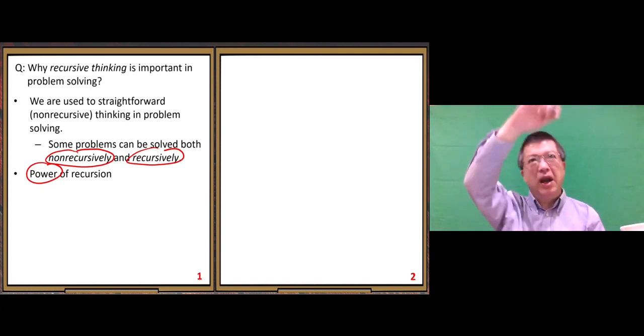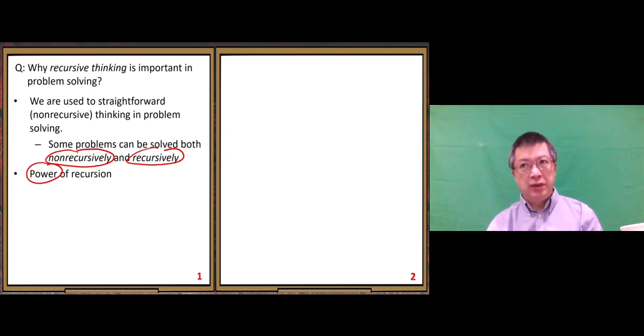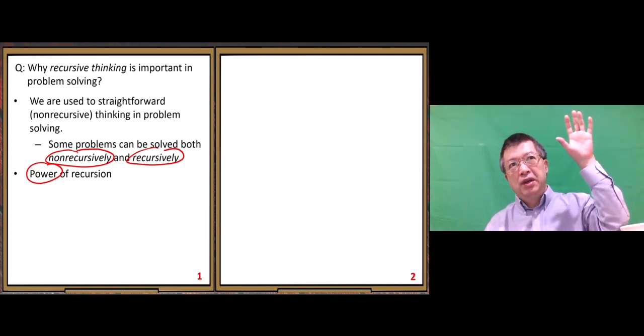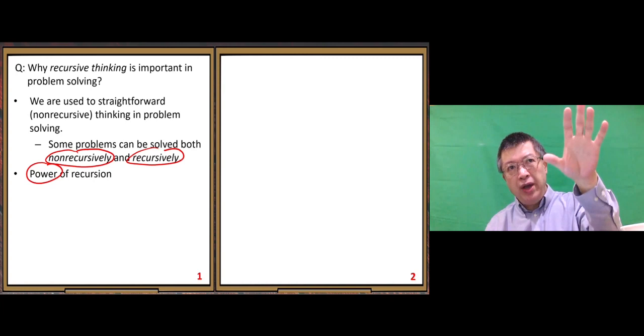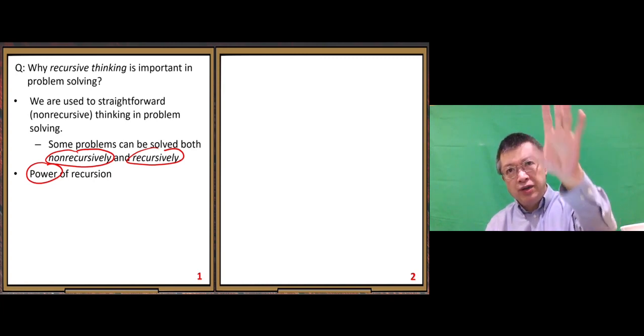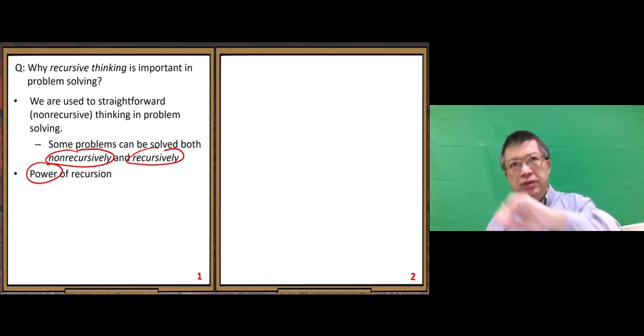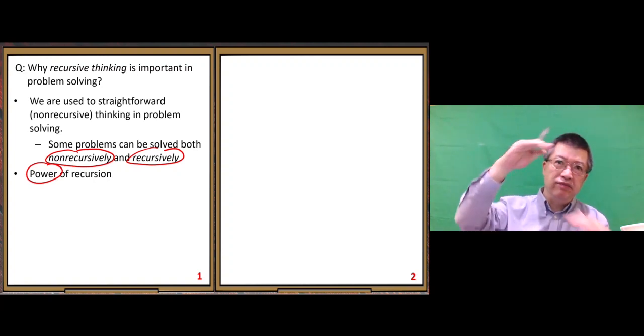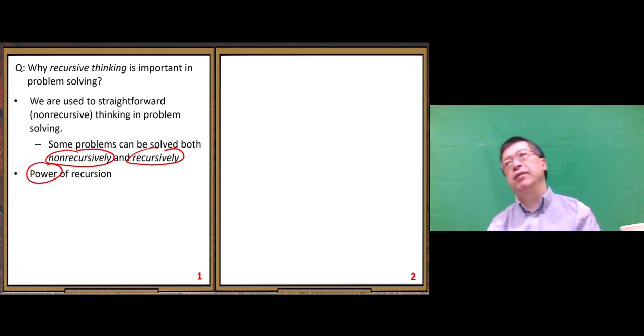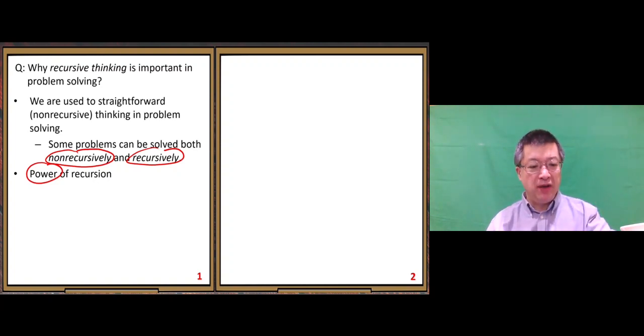It looks like you need to write a lot of code, but if you can find the right way to write recursive code, then your code is very compact. In our next video, we will see a concrete example, so you can appreciate the power of recursion. That's the main advantage.